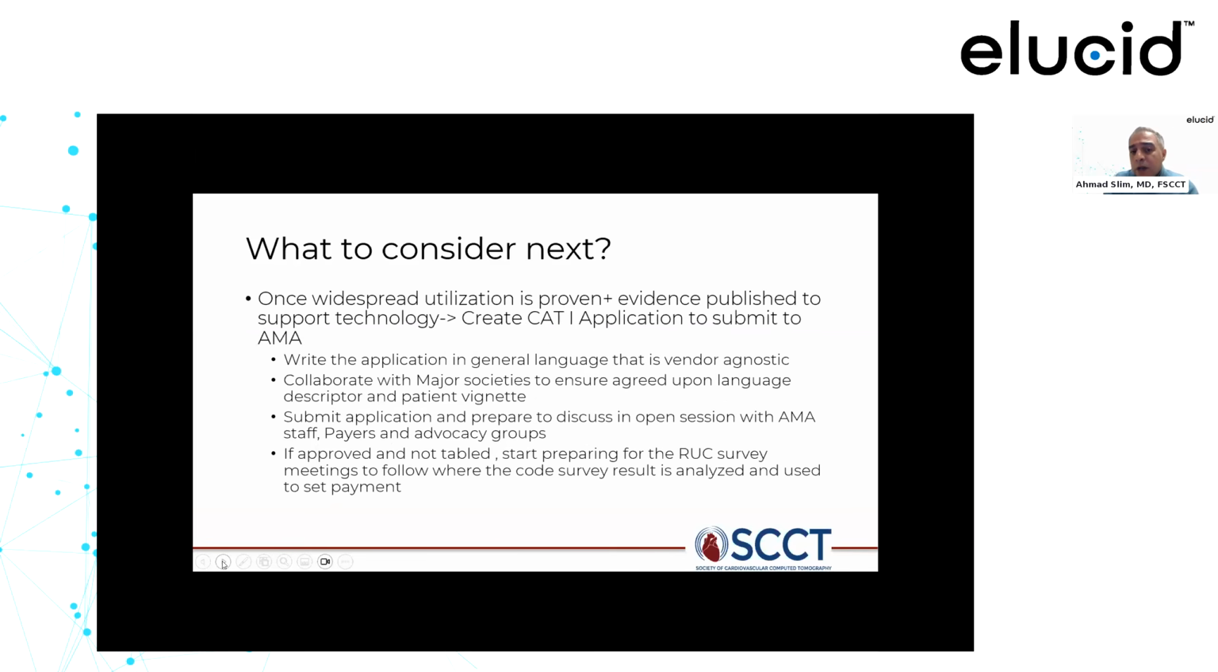And if approved and not tabled, majority of the time, if we go through all these steps that I mentioned, it gets approved. We're not done yet. Just the fact that we got a Category 1 does not mean we're automatically going to get reimbursed for it. So there's usually a gap of about a year between when it's approved and when it's released. And that gives us time, or the AMA panel time, to work through a different committee in the AMA called the RUC panel. And that RUC panel is charged with identifying the work value, RVU value, that goes with the technical component and the professional component.